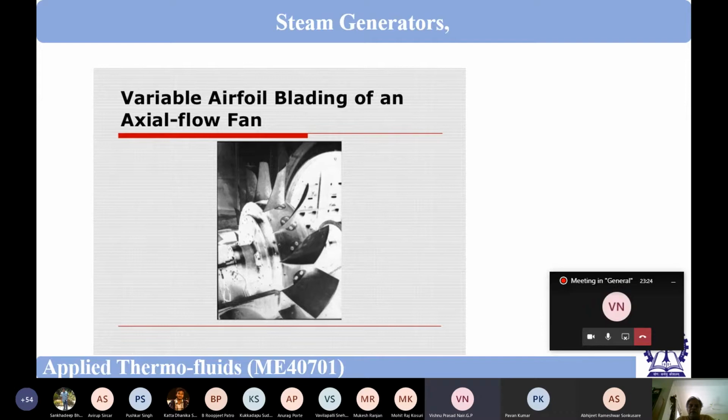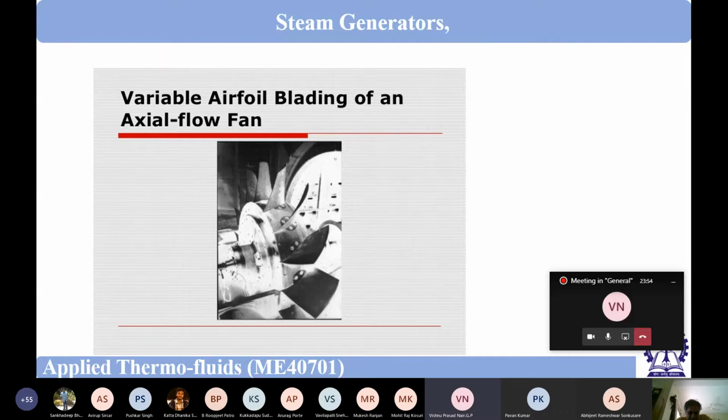No, sir. What are the different methods of fan capacity control? Can you tell anybody? Hello? Fan capacity as in flow rate, right? Fan capacity means flow rate. So what are the different methods? Hello?